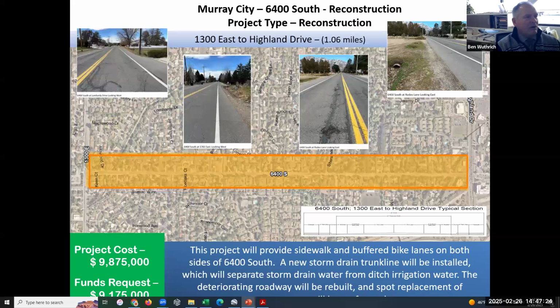Next project is a request from Murray City. This is a project on 6400 South to reconstruct between 1300 East and Highland Drive, a little more than a mile in length. This project will also construct sidewalk, curb and gutter with buffered bike lanes along both sides of the road. Estimated project cost $9.8+ million. Funds being requested are $9.1+ million.